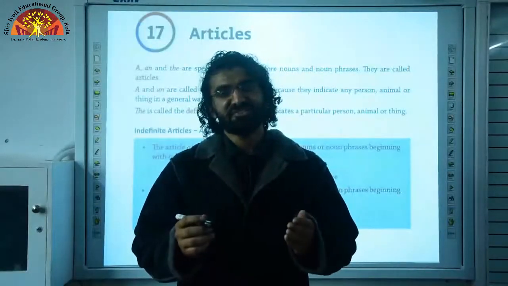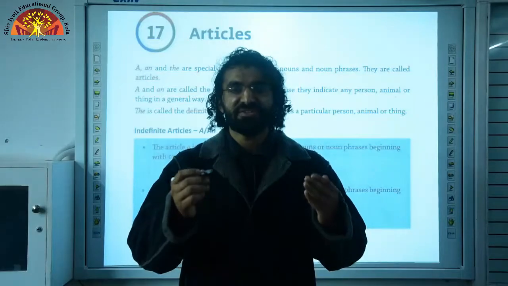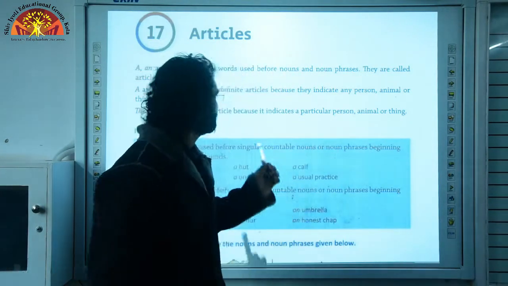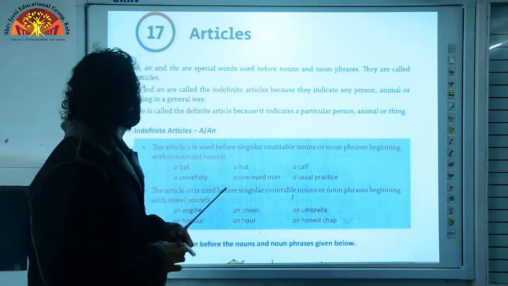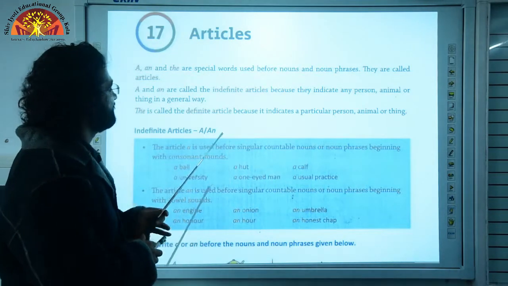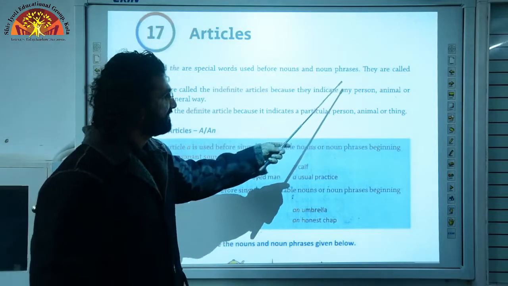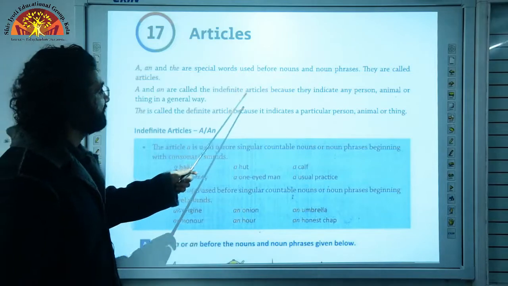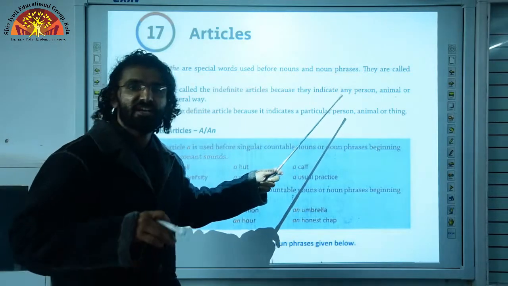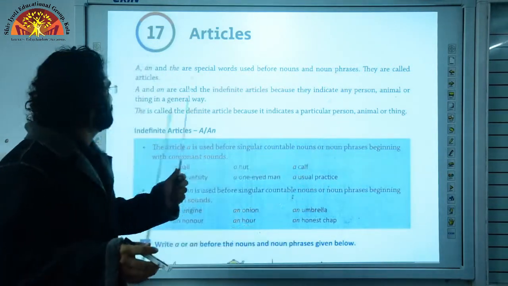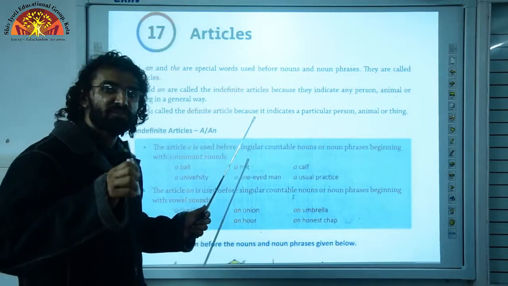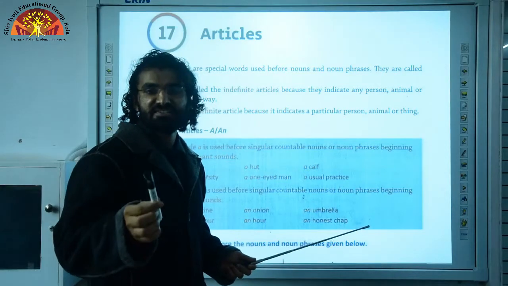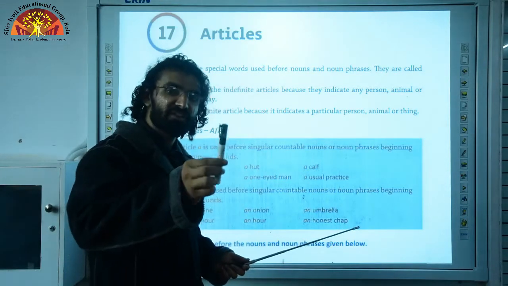Children, now I request you to please take out page number 78 of your book. Alright? That's where you will find all this. A, an, and the are special words used before nouns and noun phrases. They are called articles. A and an are called indefinite articles because they indicate any person, animal or thing in a general way. Okay, you remember that example? This is a marker, which means I'm saying this in a general way, in a general sense. It's just a marker. There are other markers like this.